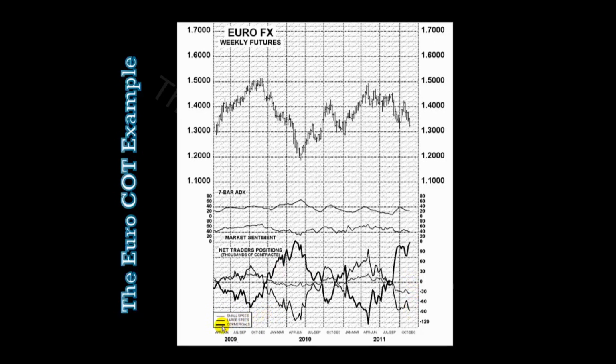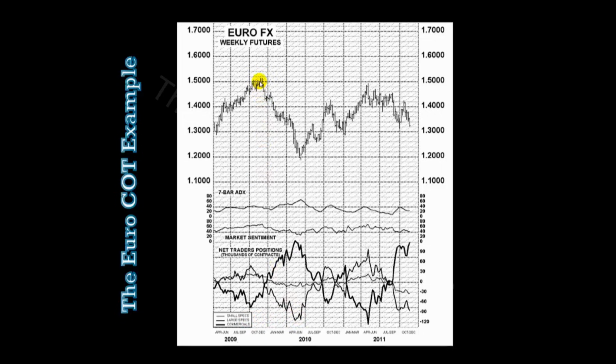The commercials are the heaviest black line. That's this line right here. And you see what they have here? Large net long position, the largest they had. And look down here, we have the commercials diametrically opposed to the large speculators. They're the funds. Now notice what's going on here.